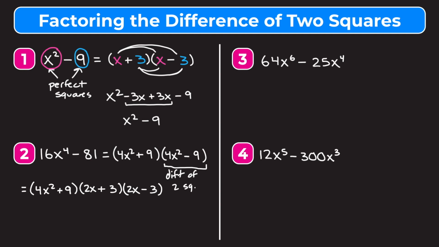You may be thinking, why can't we factor 4x squared plus 9? That's because that is not the difference of two squares. That is the sum of two squares, and there's no way to factor that. We can only factor the difference of two squares.